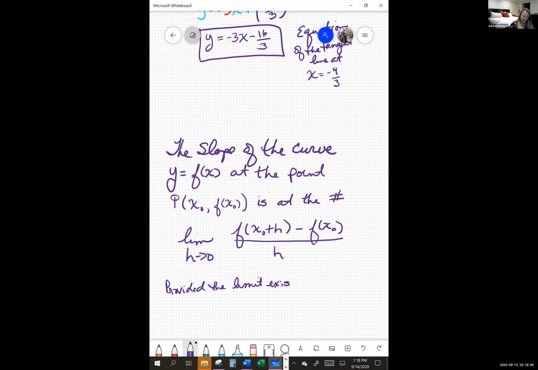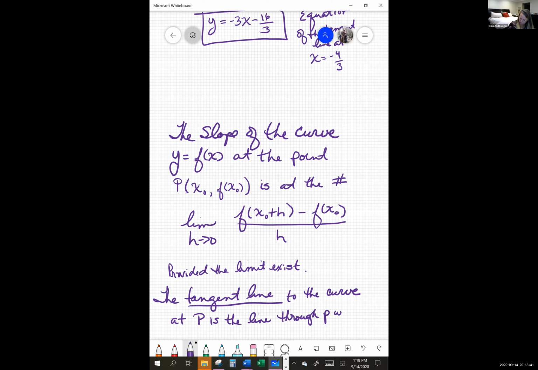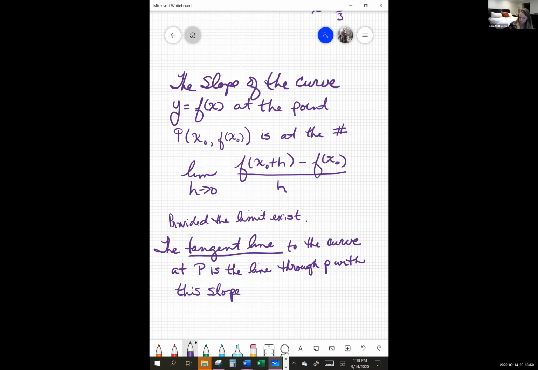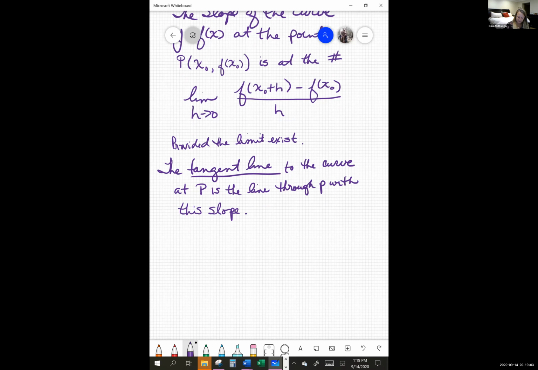And the tangent line to the curve at P is the line through P with this slope. Okay, so we kind of talked about this before. It's just a little bit of different notation for the variables that they use. So for instance, again, if we have some curve here, it doesn't matter what the curve looks like, they're just going to graph it at the same time.